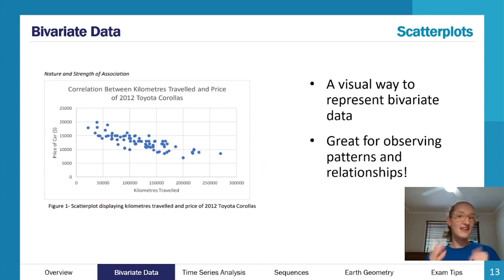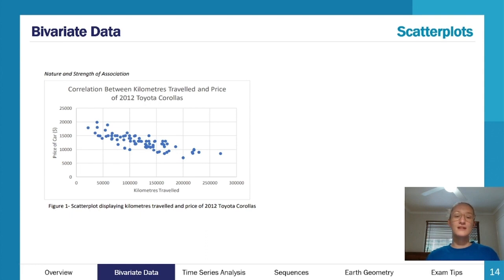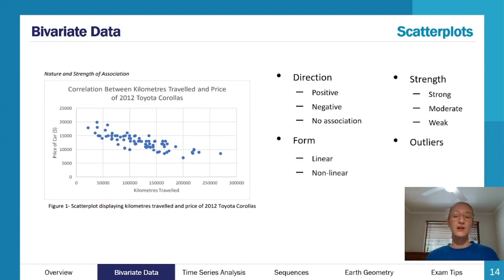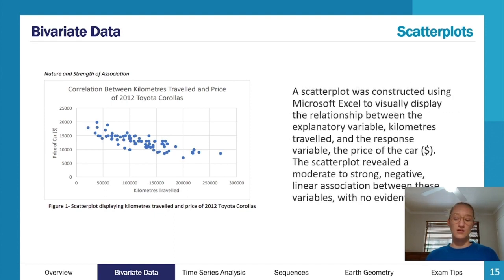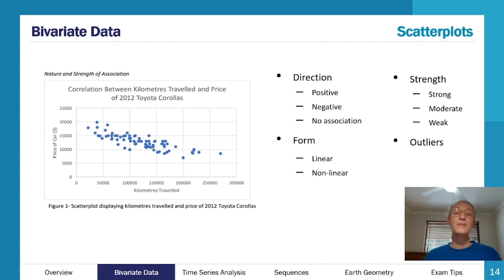And so that's a quick introduction to scatter plots. There are lots and lots of different things we can talk about when we're discussing a scatter plot. The first thing we can talk about: is it a positive direction? Is it a negative direction? Or is there no association? Let's discuss what that means now. So direction: is it positive? Is it negative? Or is there no association?